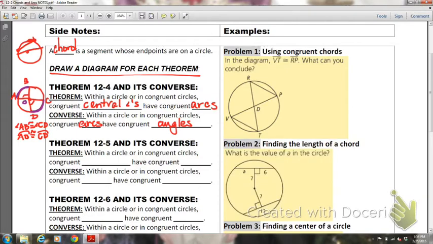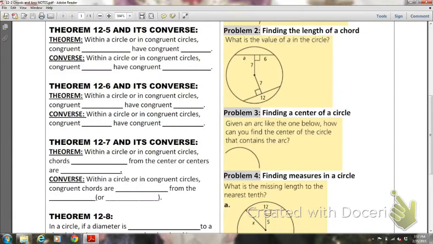So let's go to the next theorem. In the next theorem, it says within a circle or in congruent circles, congruent central angles have congruent chords. The converse of that is also true. Within a circle or in congruent circles, congruent chords have congruent central angles.